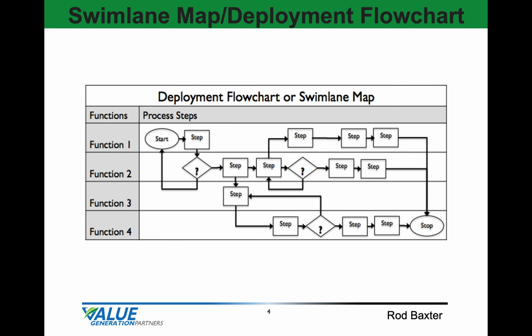A swimlane map or deployment flow chart is used where we have multiple functions involved. We cross departments, cross functions. We'll list one function per swim lane. We'll have the boundaries just like other process maps. We'll have all the process steps with standard symbols to use. And then we'll be able to identify when we do handoffs from one swim lane to another, or one function to another, or when we have decision points or loopbacks.